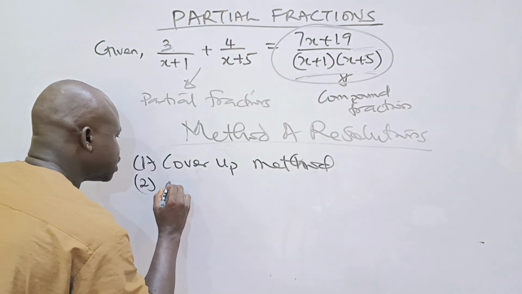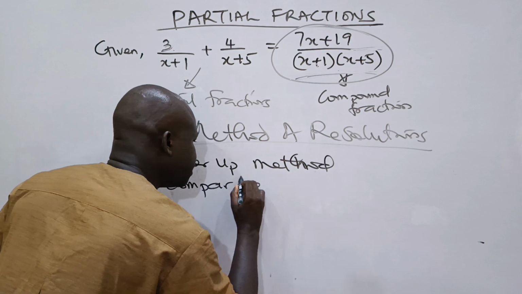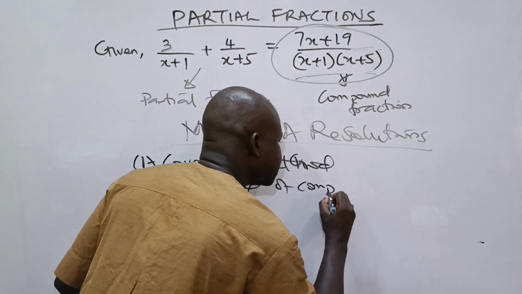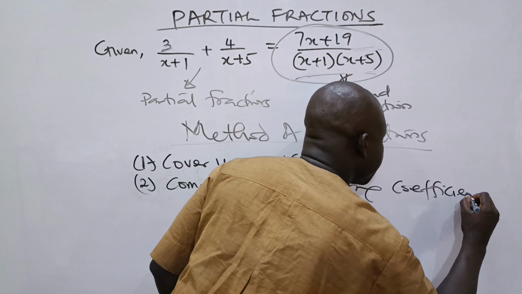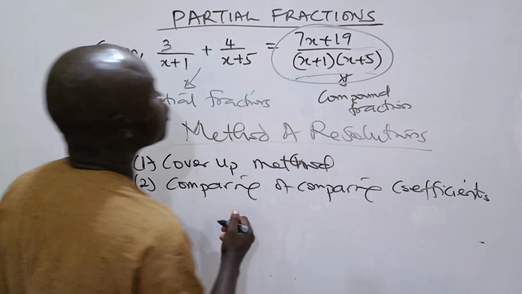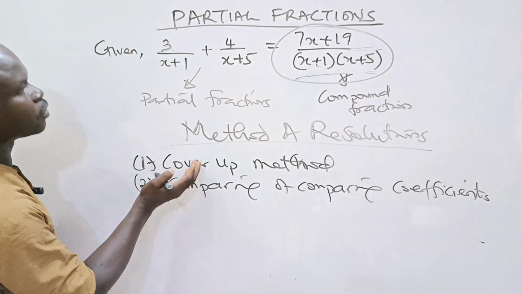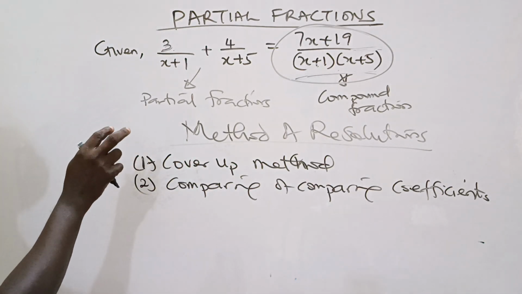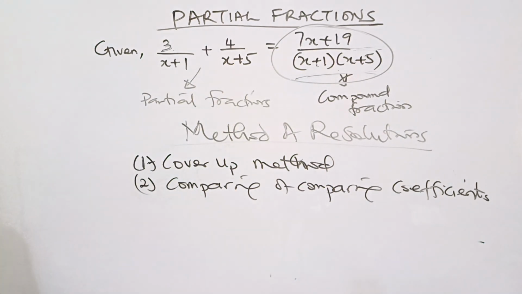Then the second method is the method of comparing coefficients. As we proceed in this topic, we are going to apply these two methods of resolution to be able to resolve a compound fraction to the sum of its partial fractions.